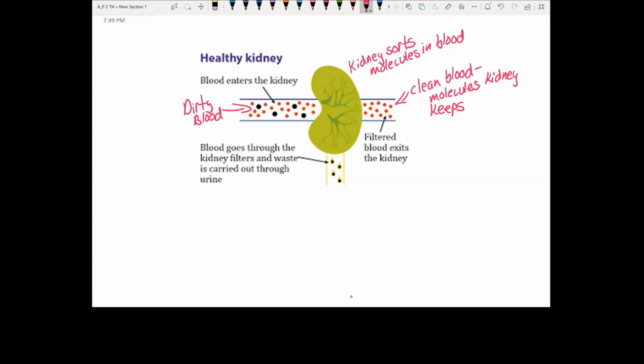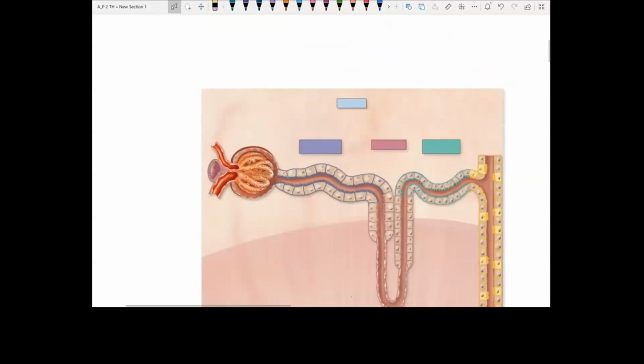Or it will decide that it's a waste molecule you want to get rid of, and it will come out in the urine. So the urine and the clean blood together add up to what was in the dirty blood. Everything in the dirty blood, as it goes through the kidney, will either end up in the urine or end up in the clean blood. So now we can look at some more detail of how this happens.